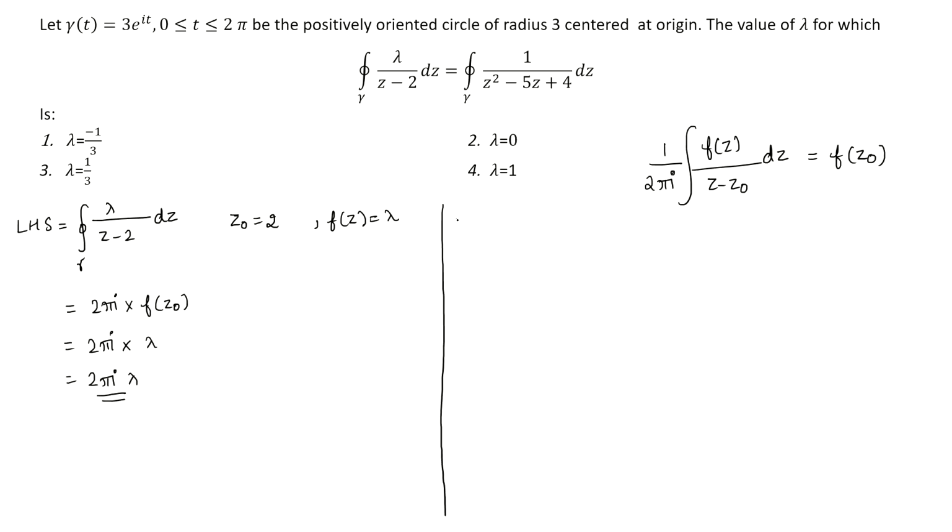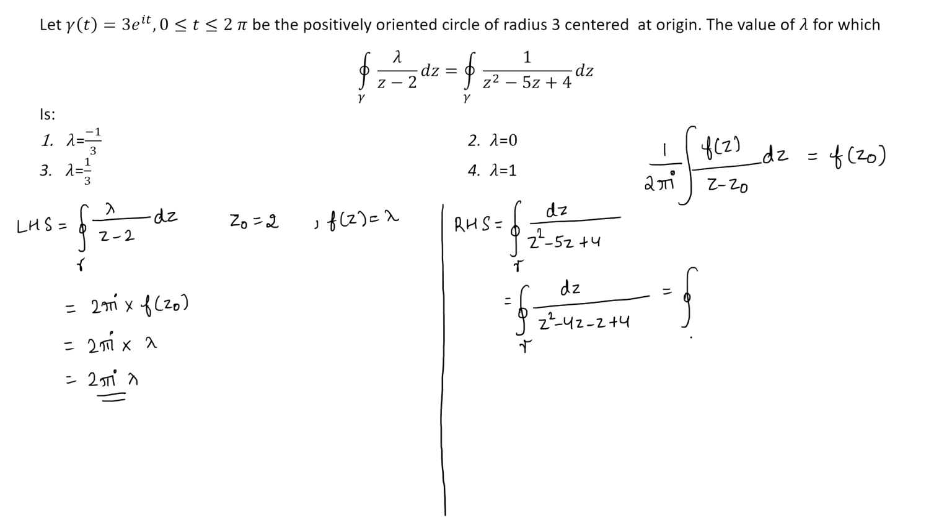Now we have to find the value of RHS. RHS is equal to integral over gamma 1 by z square minus 5z plus 4 dz. Okay, so let us simplify this first. This is equal to integral over gamma dz by z square minus 4z minus z plus 4, that is integral over gamma dz by z into z minus 4 minus 1 into z minus 4. So z minus 1 into z minus 4. This is what we have obtained.